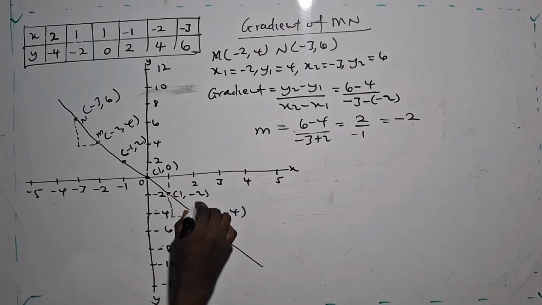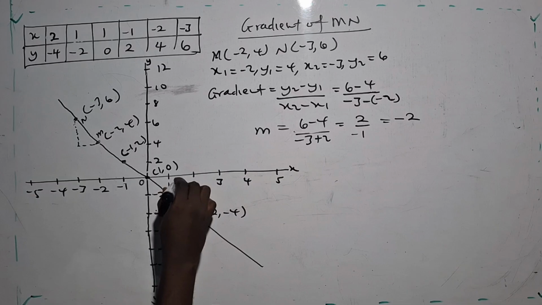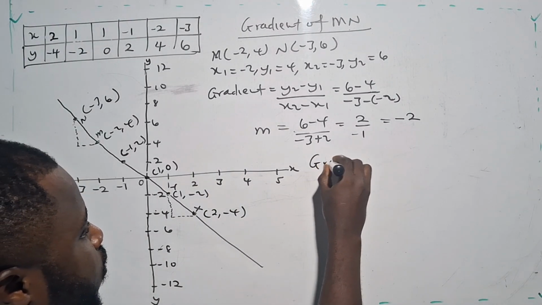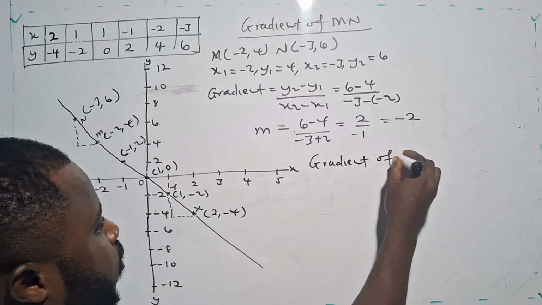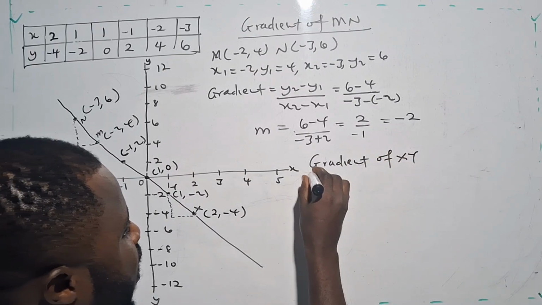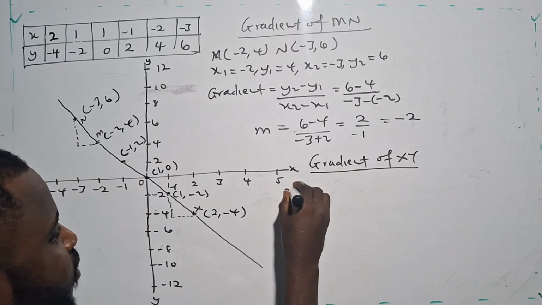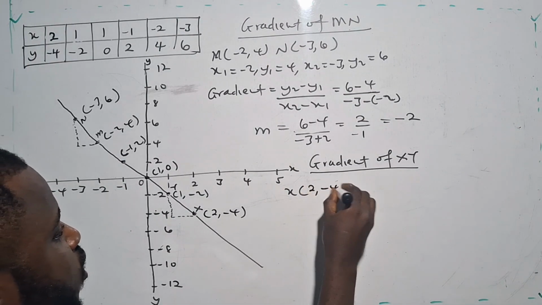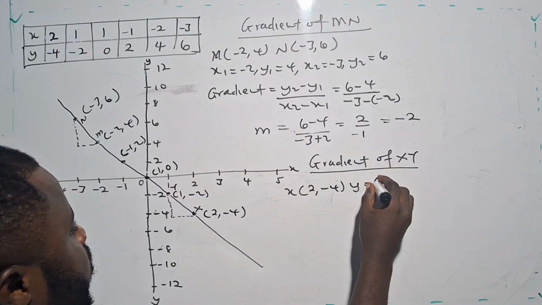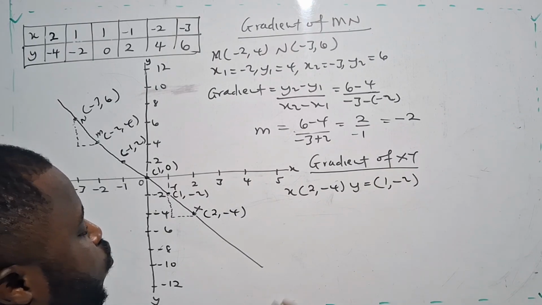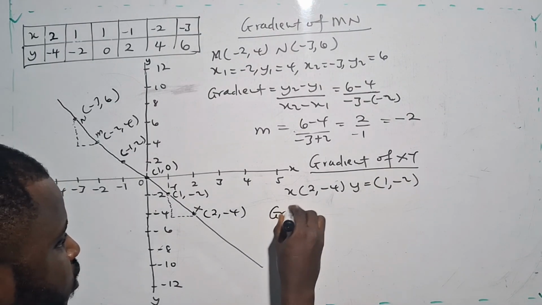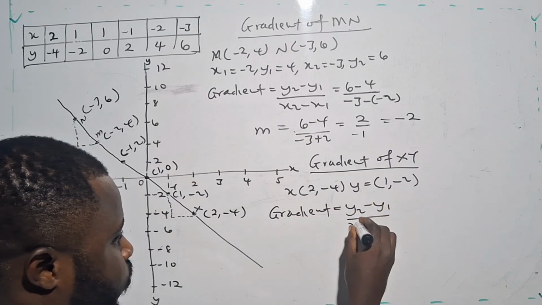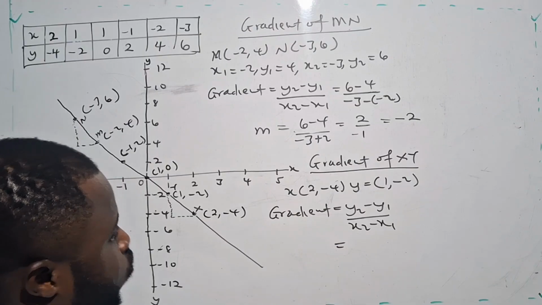So let me label here x and y. The gradient of x, y. So my x is 2, negative 4, my y is 1, negative 2. So the gradient is y2 minus y1 over x2 minus x1.